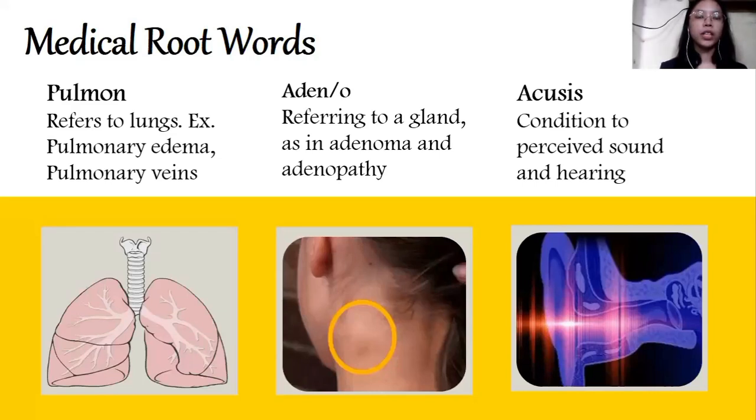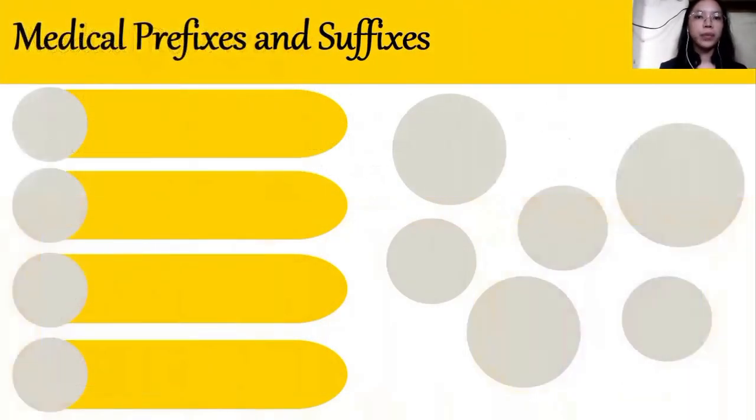Now let's move on to the next topic, which is medical prefixes and suffixes. A prefix is an affix which is placed at the beginning of one word that changes it into another word, and a suffix is placed at the end of one word. Suffix is the opposite of prefix.